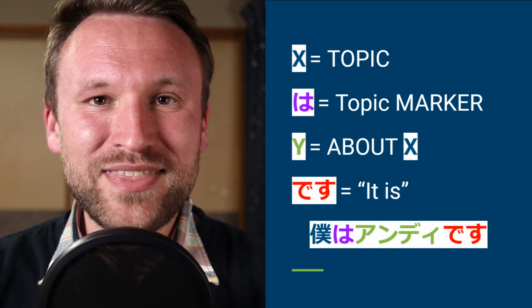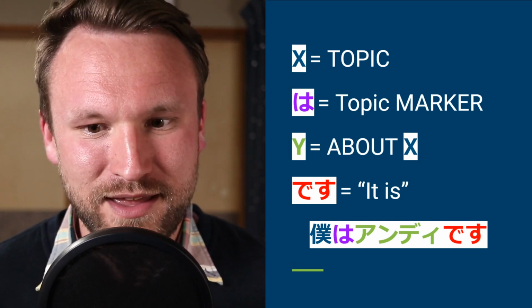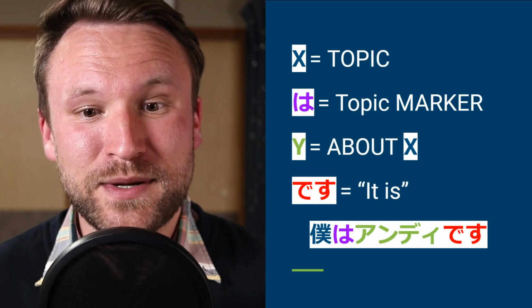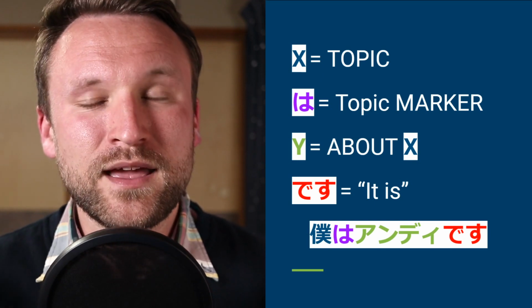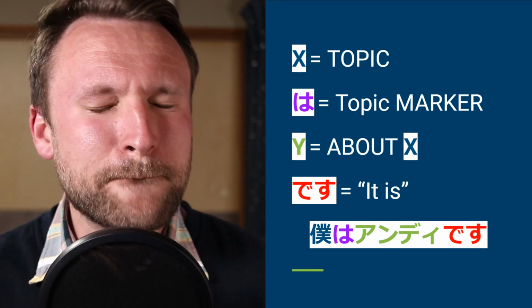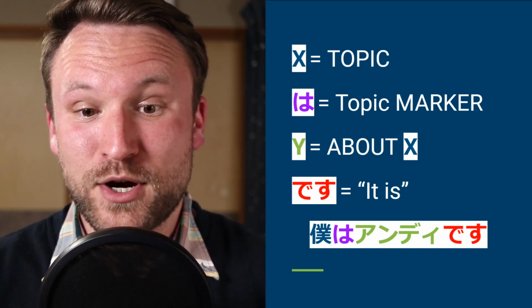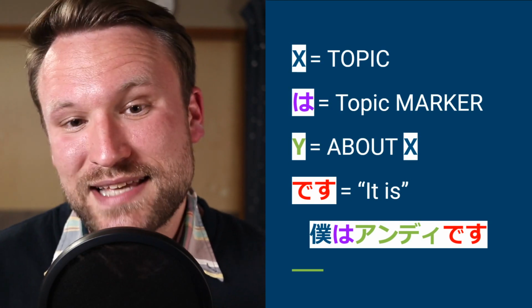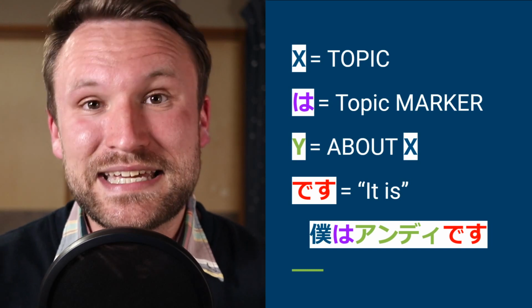So X in this formula is the topic. It's the thing we're talking about in this sentence. Wa is a Japanese particle. There's many particles in Japanese, and they generally mark something before it. They describe something about it. In this case, the wa particle marks whatever the topic is in a sentence, so it marks X. Y is something about X. It's what X is. And desu is basically, it is.